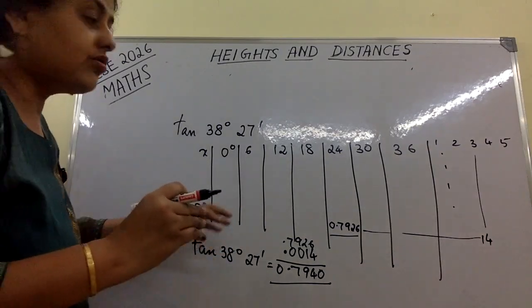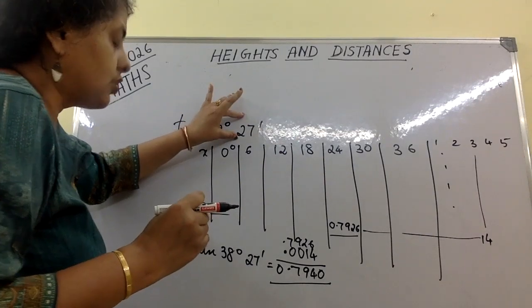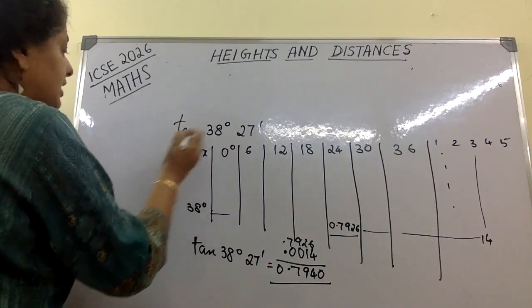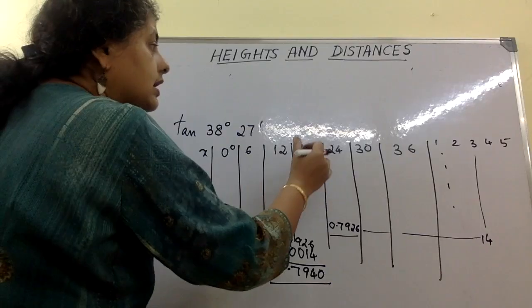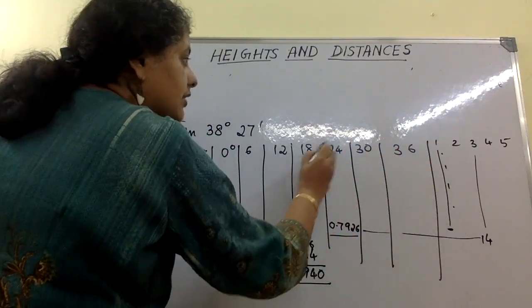Now, why I took up this question is because 24 was there in the table but 27 is not. Supposing I have, just giving you an example, 38 degrees 19 minutes, then 18 is there. After that I look at what is written under this 1, because I have to add 1.